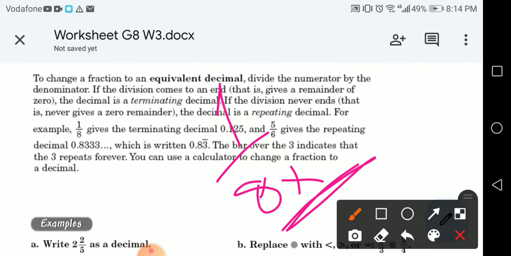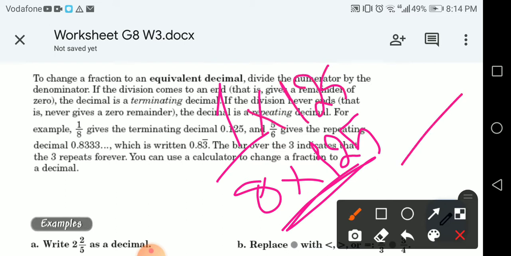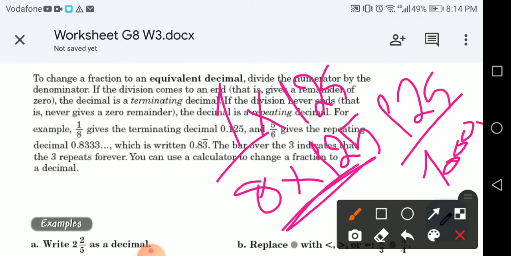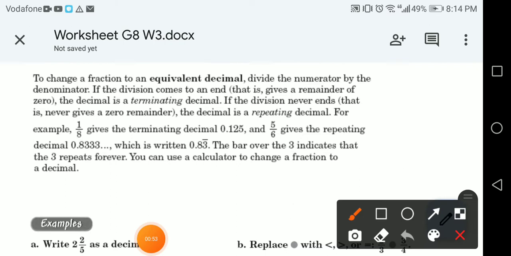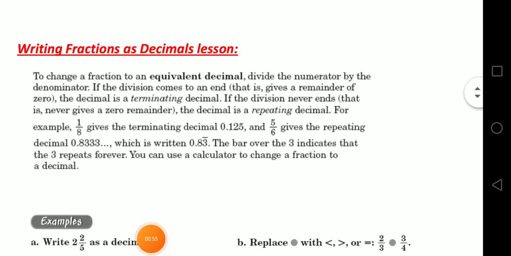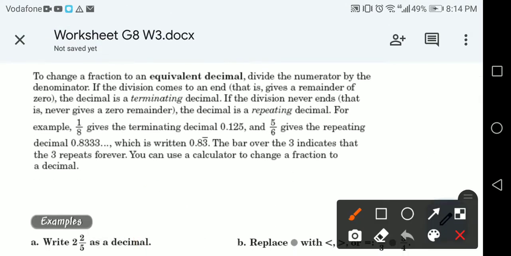Remember, multiply it by 125. So multiply both by 125. Down in the denominator I will have 1000, and up top 125. This means that I'm getting here what? 0.125.